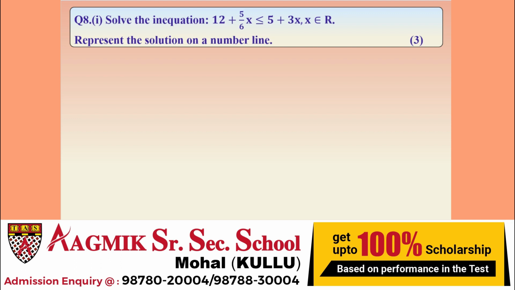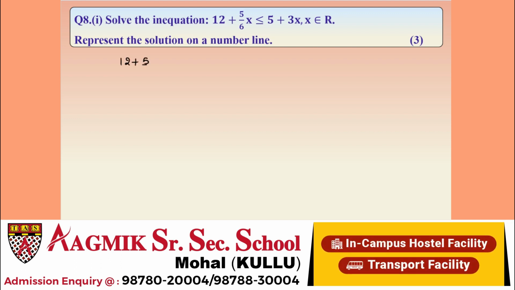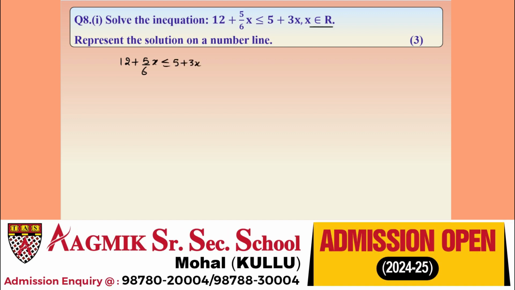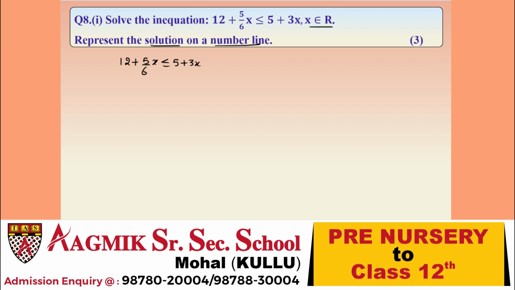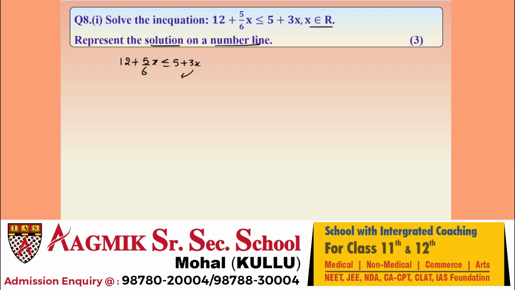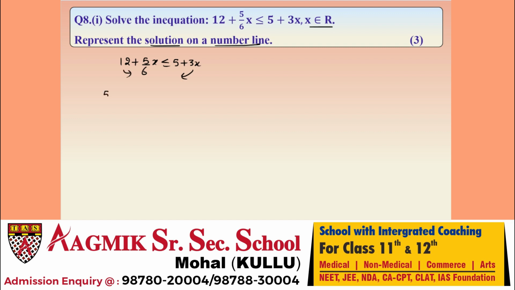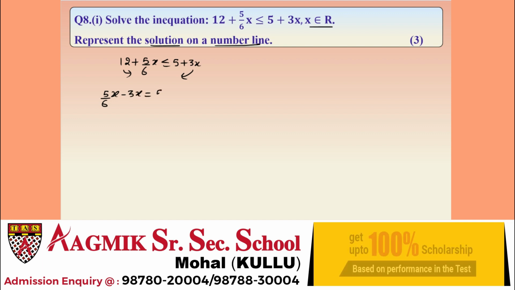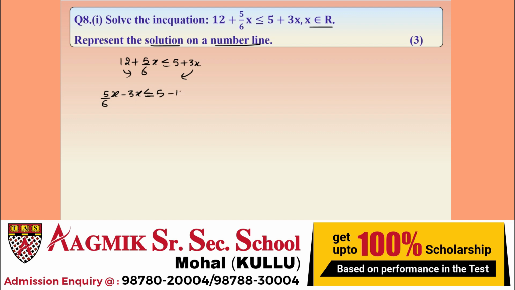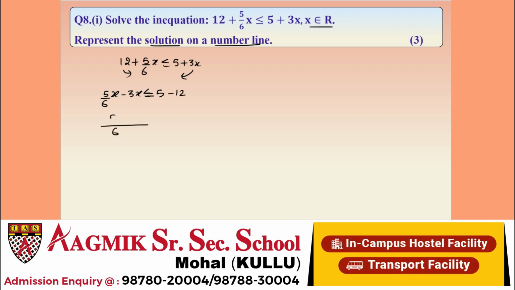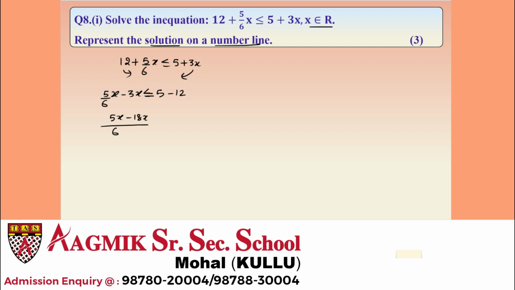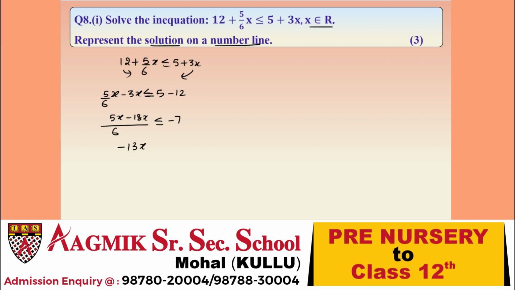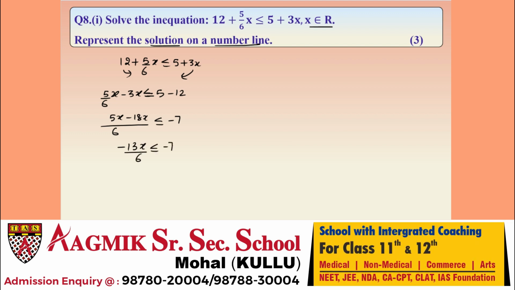Moving on, question number 8 part 1. We need to solve this inequation: 12 plus 5 over 6 x is less than or equal to 5 plus 3x, where x is a real number, and represent the solution on the number line. Collect the terms involving x on the left hand side and take constants to the other side. So 5 by 6 x minus 3x is less than or equal to 5 minus 12. Take LCM. So we have 5x minus 18x over 6 is less than or equal to minus 7. That means minus 13x over 6 is less than or equal to minus 7.